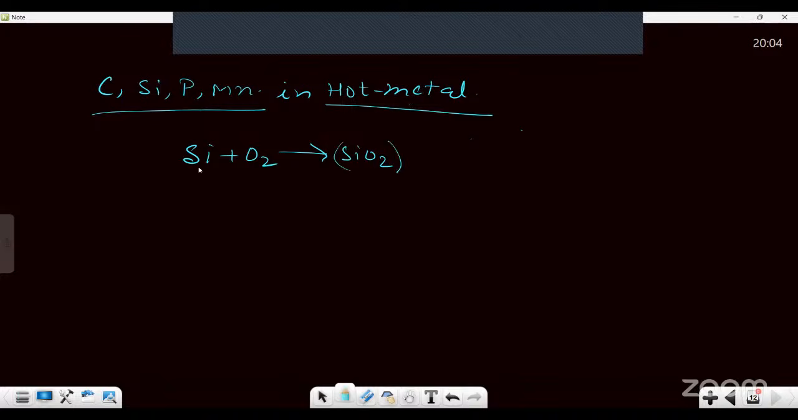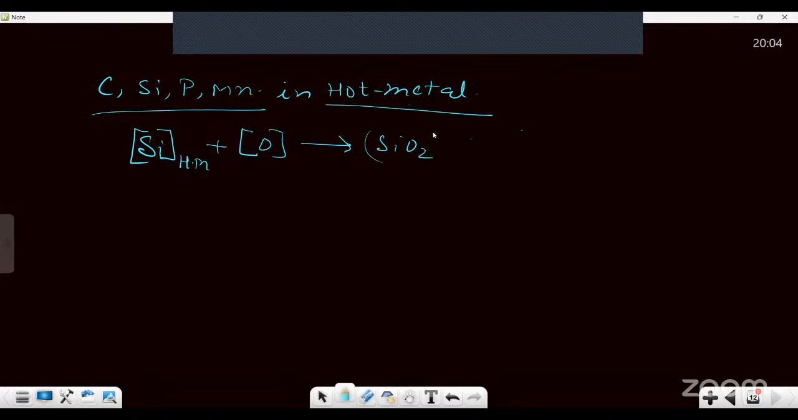Silicon in the hot metal, I can write as Si in HM, plus the dissolved oxygen, will form SiO2. This silica is going to go into the slag.